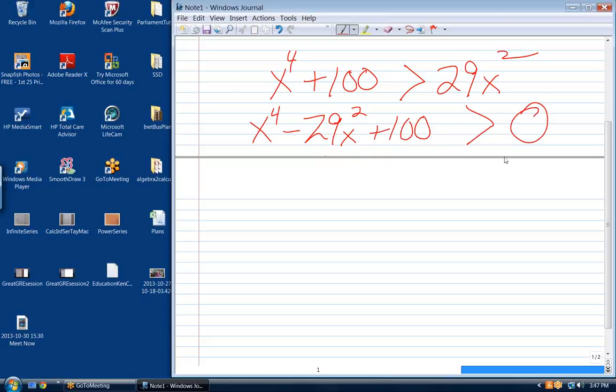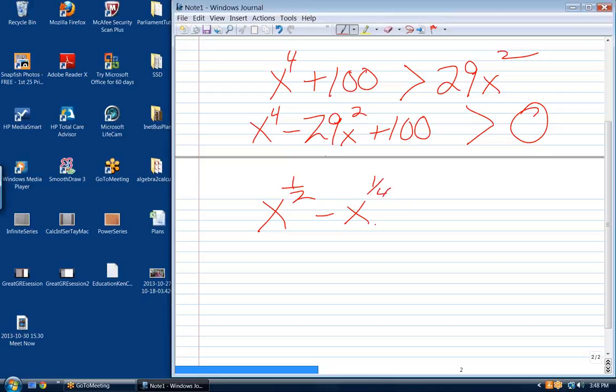Now, let's see. Do we have factors? Notice that even though this is a quartic, I can kind of look at it as a quadratic. You see why? Yeah. The definition of a quadratic really is that you have a term that has an exponent that's twice this exponent. In other words, I could say this is a quadratic, because this is twice that. You can solve it as if it were a quadratic based on that.